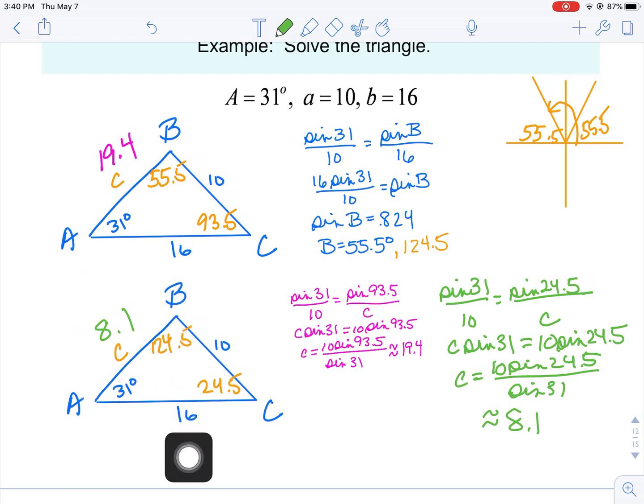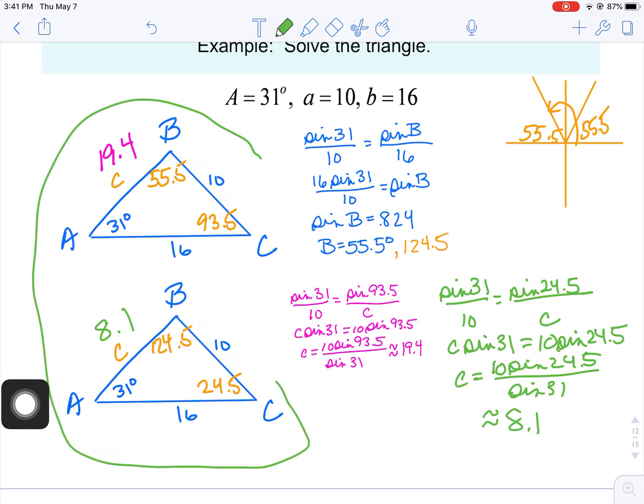My largest side is 16. 124.5 is my largest angle. Perfect. My smallest side is 8.1. 24.5 is my smallest angle. So I have two solutions in this case.